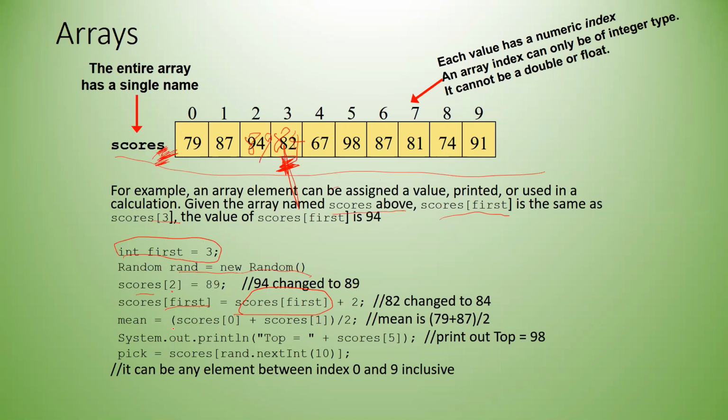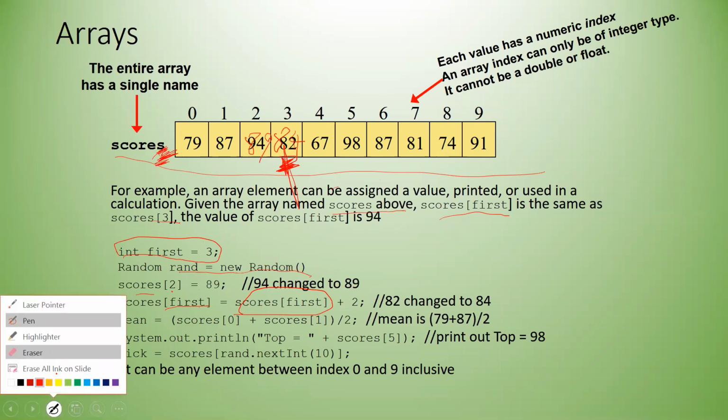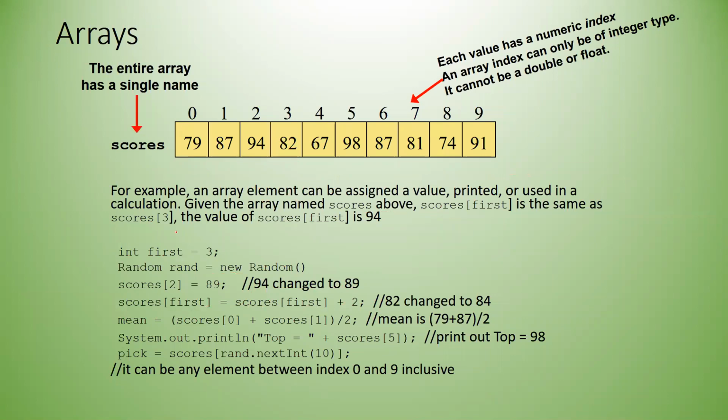And you can also do this: score sub 0 plus score sub 1.